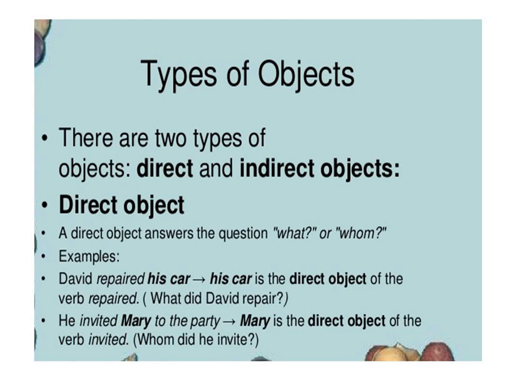He invited Mary to the party. So Mary is the direct object of the verb invited. So you can ask yourself, who invited? He invited whom to the party? The answer is Mary. So Mary is the direct object of the verb invited.